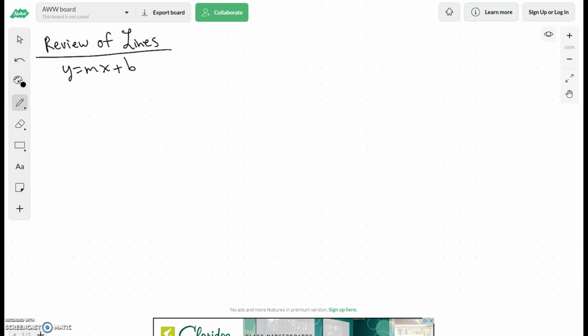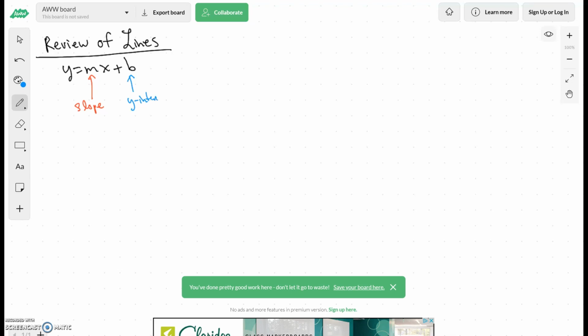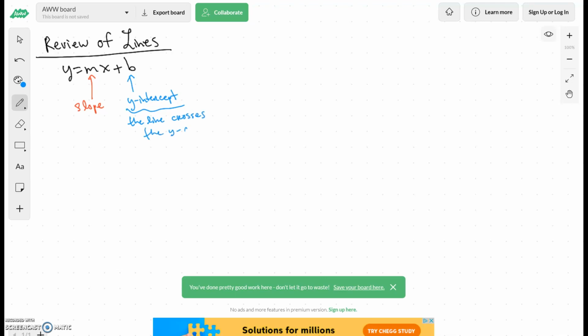Here, this m is what we're going to call the slope, and this b is what we're going to call the y-intercept. Basically, a y-intercept is where the line crosses the y-axis.